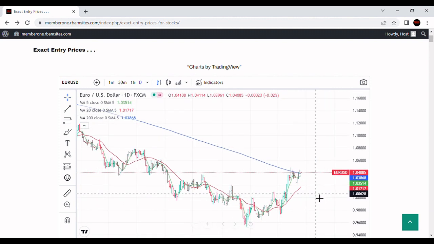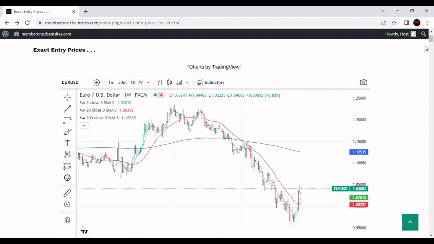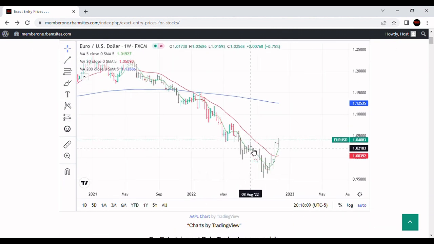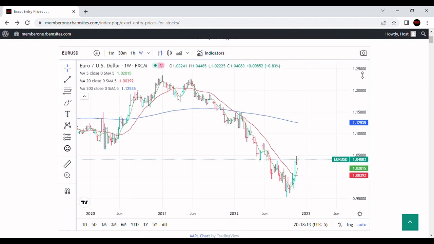Technically, I would call this not in a bear or bull market, but right up against, fighting against the blue 200-day moving average. We're going to show you a weekly chart, an hourly chart, and then some algorithmically generated entry prices from RBAM research, and I'll show you how to get those at the very end for free.